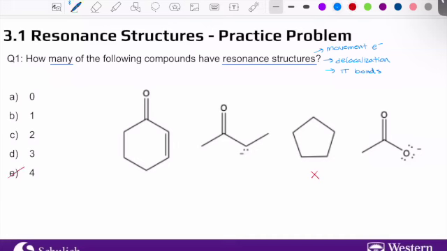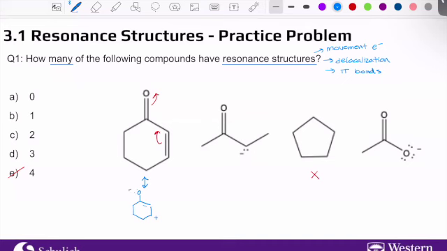Okay, so looking at the first compound, we see that it does contain pi bonds, and that is one criteria required for resonance structures. So if we were to treat these pi bonds as a lone pair, we actually can have delocalization about the pi bond, causing a resonance structure as follows, a resonance structure as such.